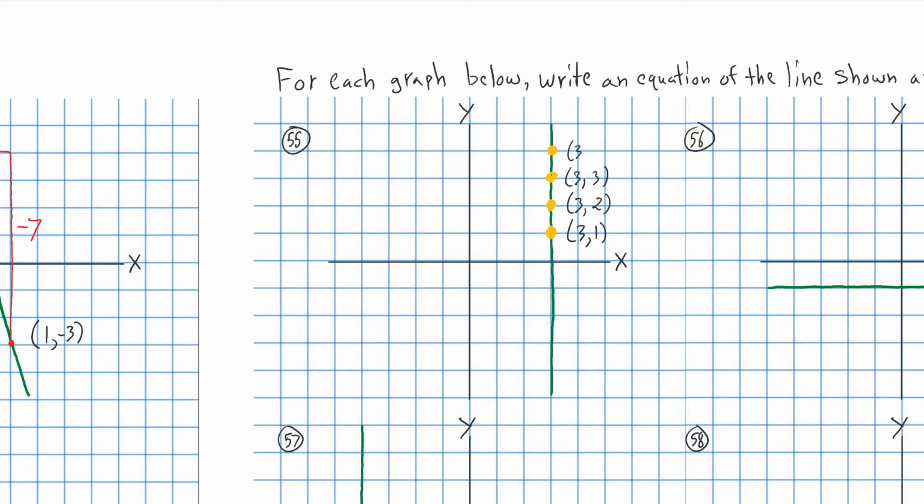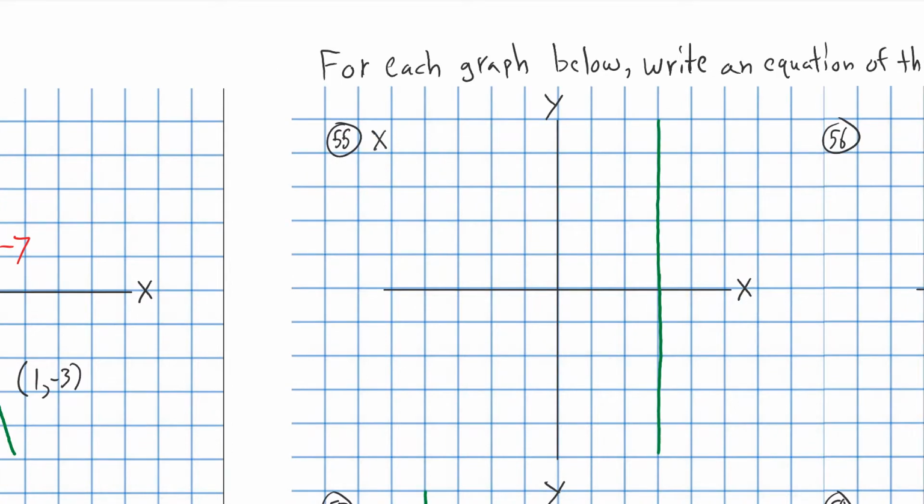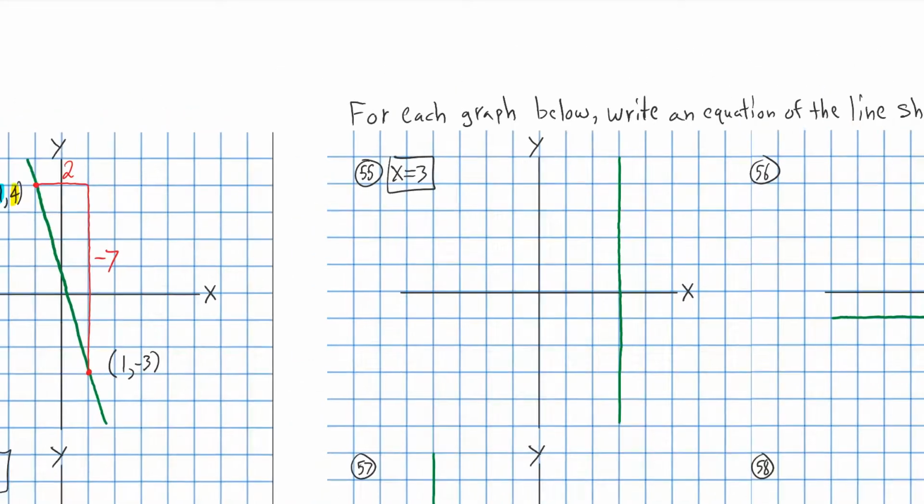What do you notice? What is similar in all these ordered pairs? Well, obviously, the x value is the same for all of these. The y value is different, but the x values are all the same. So because the x values are all the same, the way that we write this equation is we just say x is equal to 3, and that's it. You're done. It's that simple. X is equal to 3.